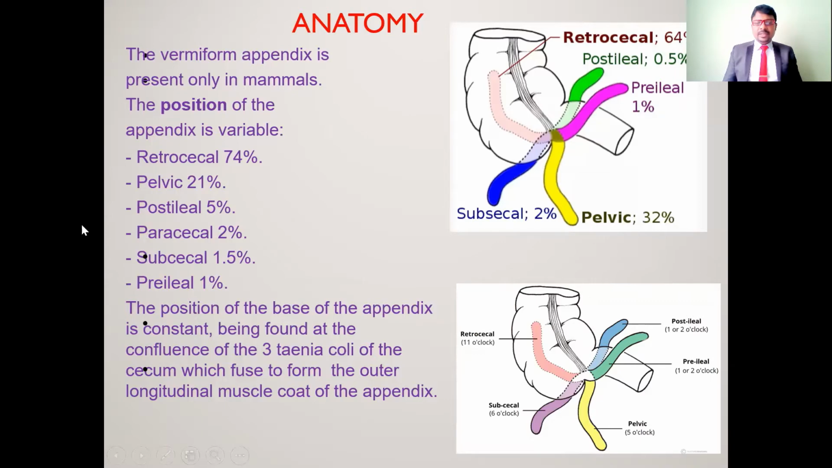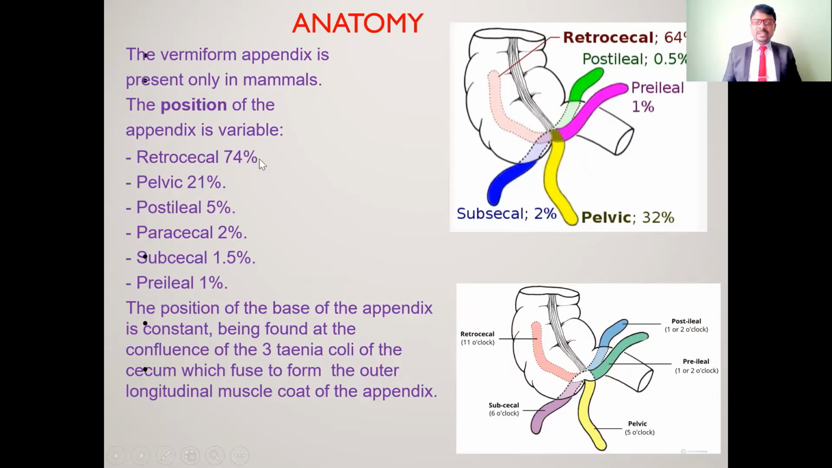In the case of the retrocecal position, if you see here, this is the retrocecal position, towards the ascending colon. Then there are other types: post-ileal, pre-ileal, pelvic, and subcecal. These are the different types of appendicitis, depending on the position of these finger-like projections in the intestines.